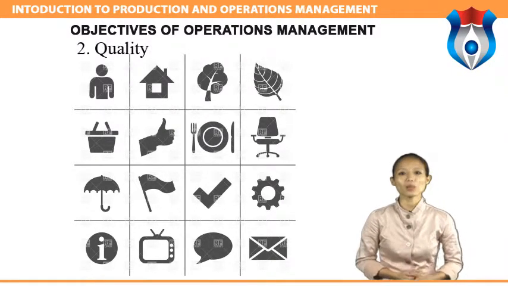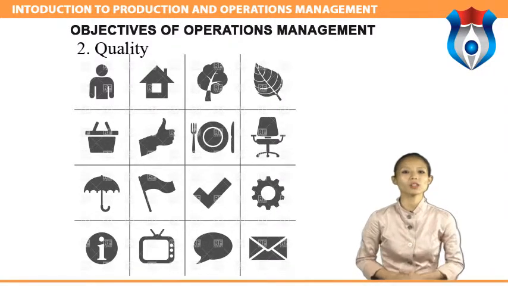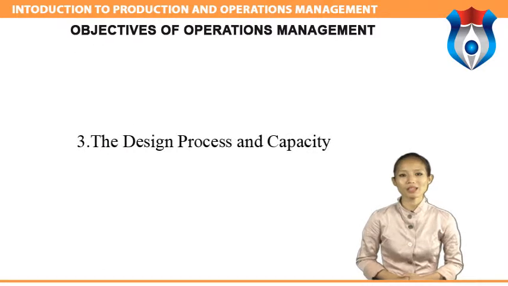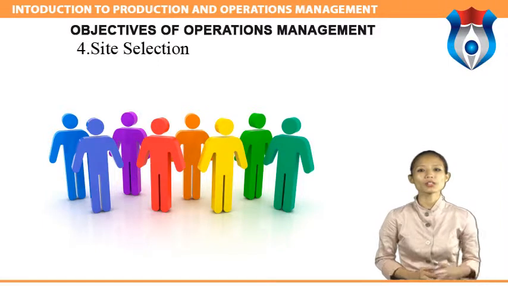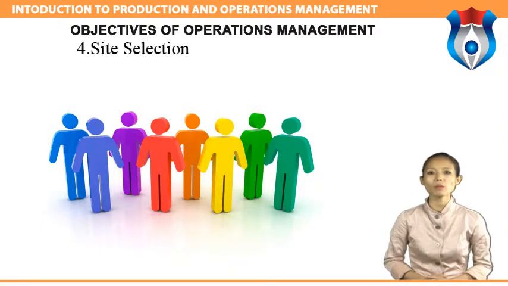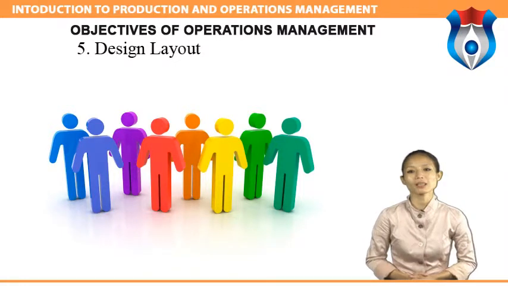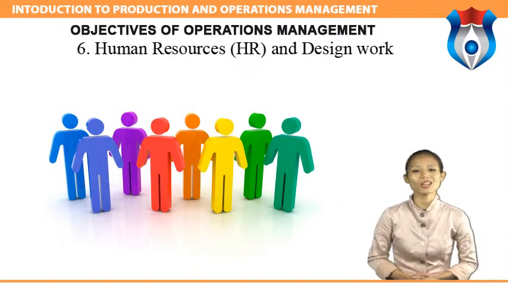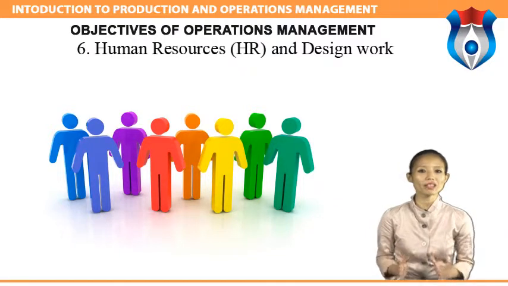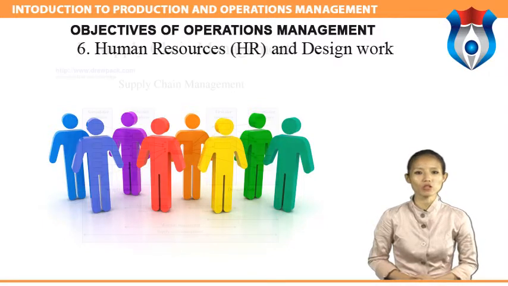Quality. The quality of the product must be maintained during construction, process, products, goods or services. The design process and capacity. Designing processes and capacities is related to quality, human resources, inventory, scheduling and maintenance. Site selection, the choice of location, is associated with supply chain management. Design layout. The design layout is done after the design process and capacity. Human resources, HR and design work. HR factors include safety, health, job description, work environment and wages.